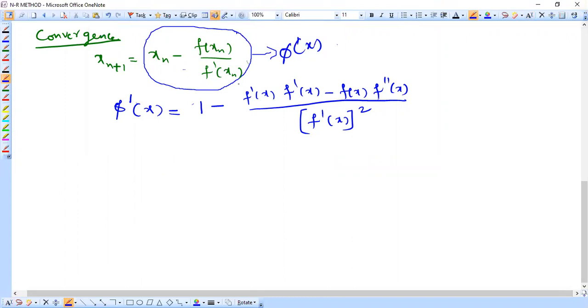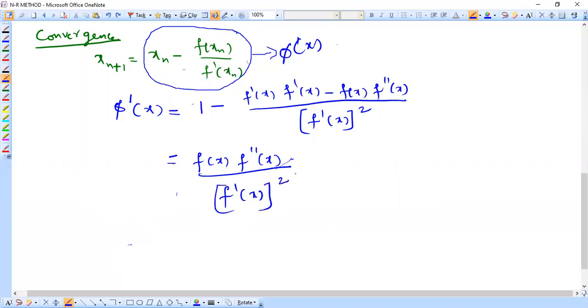Now when we separate these terms, this is f dash of x into f dash of x, which is f dash of x whole square, divided by f dash of x whole square, which will be 1. So you can cancel these two, and minus of minus will be plus, and we will be left with f of x into f double dash of x. Therefore phi dash of x is equal to f of x into f double dash of x divided by f dash of x whole square. This is what we have.